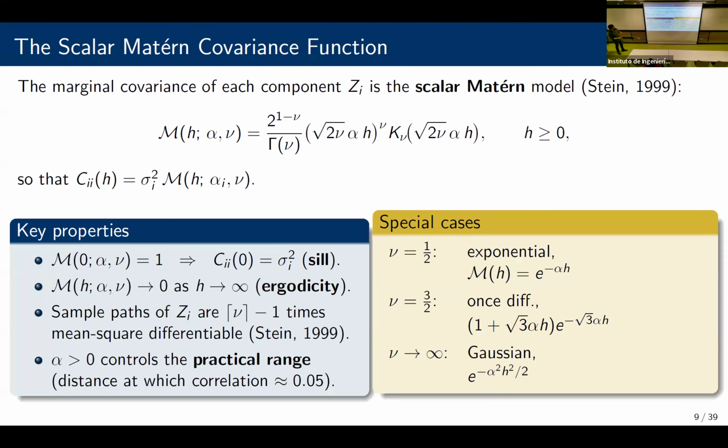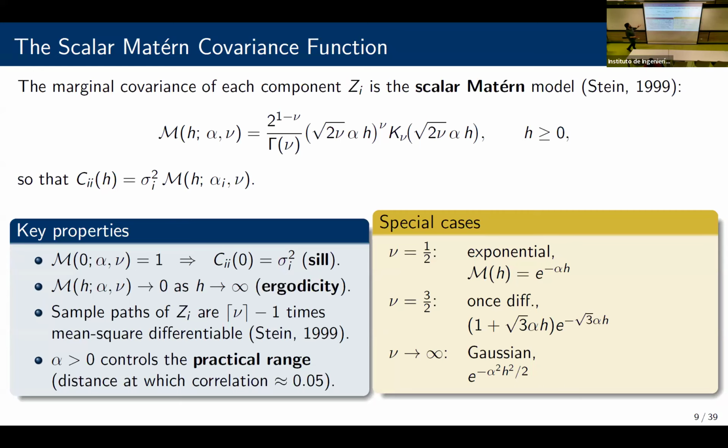Now, this is one dimension, and it has some special cases like the exponential covariance function and the one-time differentiable covariance function and so on. That's why this model is relevant: each time that I move the nu parameter, there is a polynomial times the exponential. And when I go to infinity, this converges to the Gaussian covariance function, which is infinitely differentiable.